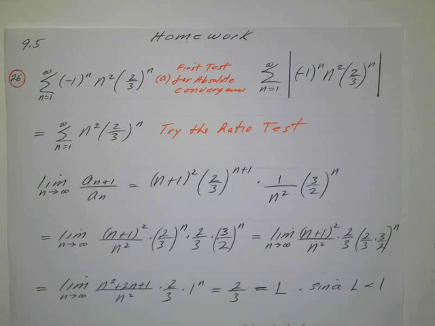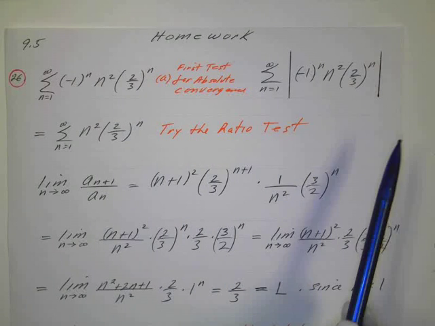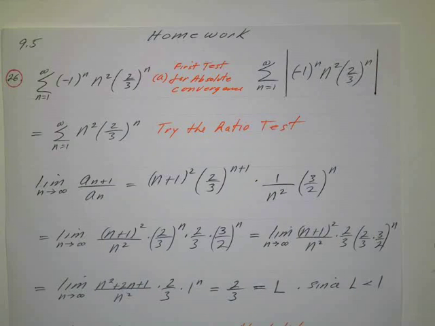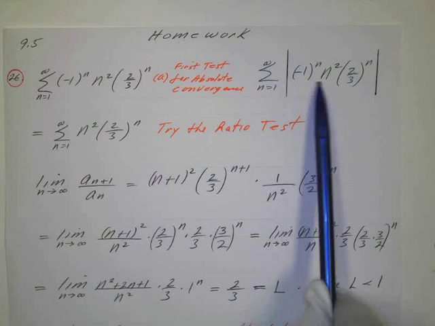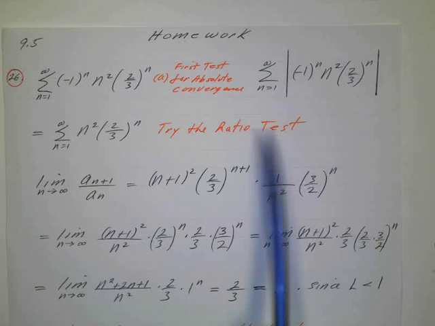And here's 26, and again, this is my series. It's an alternating series, but first of all, I'm going to check for absolute convergence because I may get away with it, so I won't have to do the alternating series test. It may converge absolutely. So let's take a look at this. If we take the absolute value of this, we get n squared over 2/3 n.